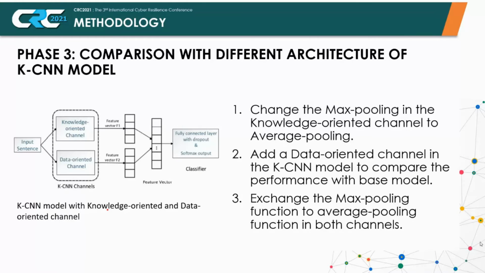So in phase 3, we will compare different architectures of the KCNN model. First, we will change the max pooling layer to the average pooling layer.